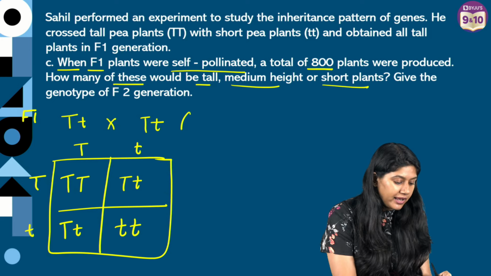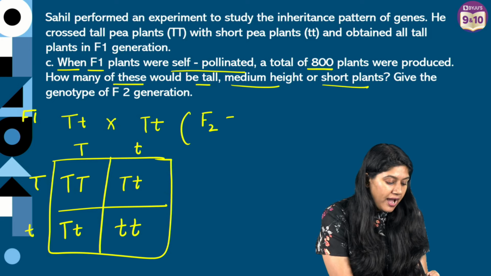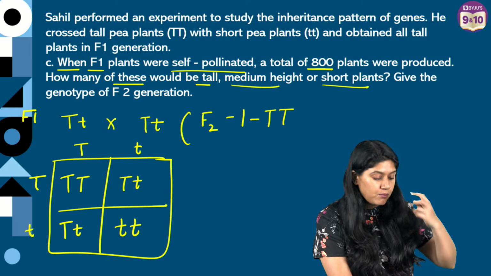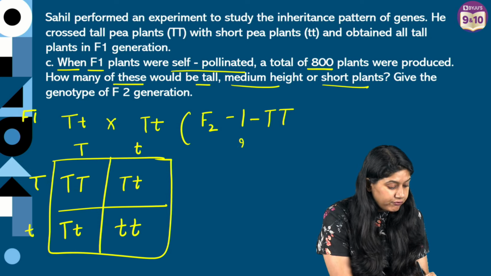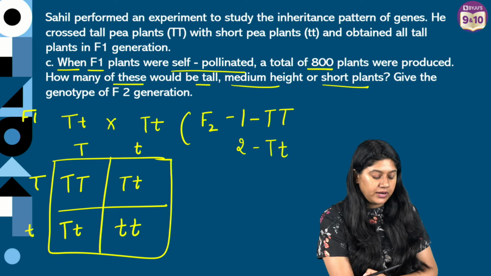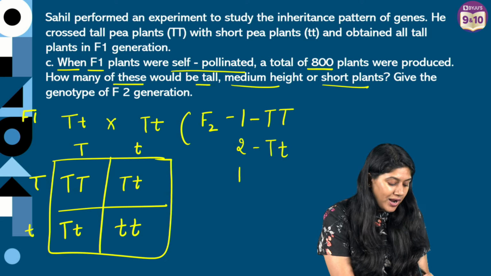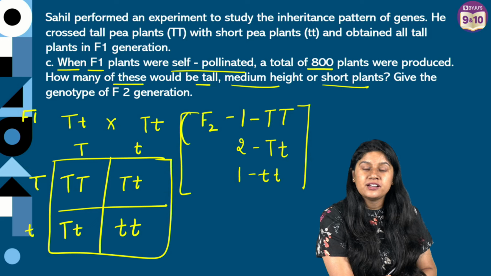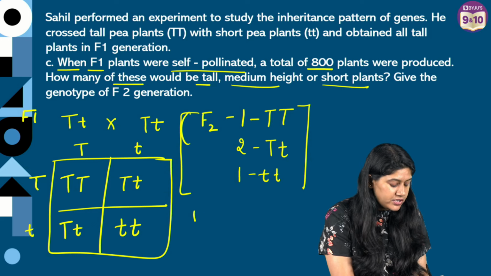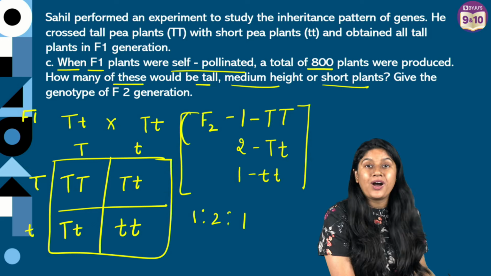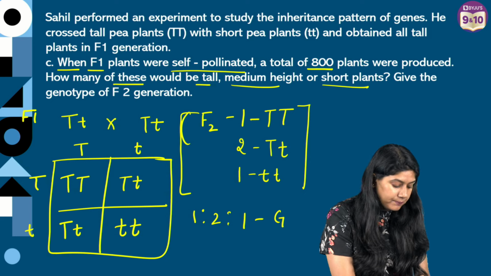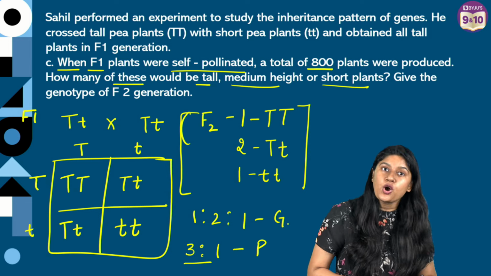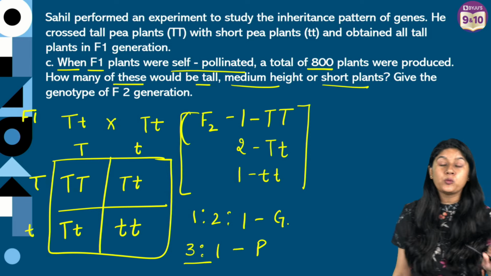So based upon that, in the F2 generation, what do we have? We have one plant which is purely tall, homozygous tall. Then we have two plants which are heterozygous, right? Then we have one plant which is completely recessive. So the genotype that we have over here is 1:2:1. And the phenotype will be 3:1. 3 are tall and 1 is dwarf. So we have the calculation over here. I hope that you got the answer.